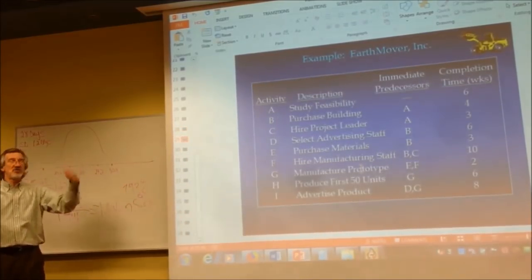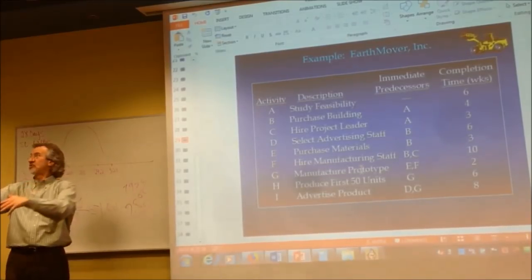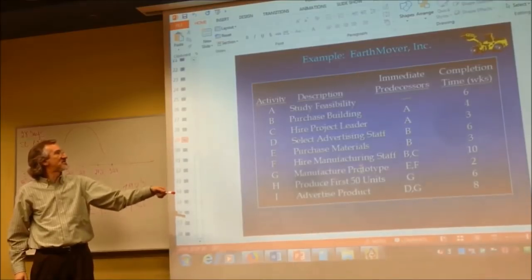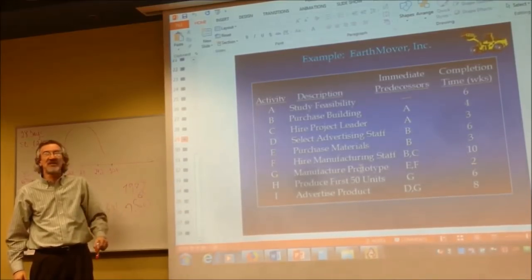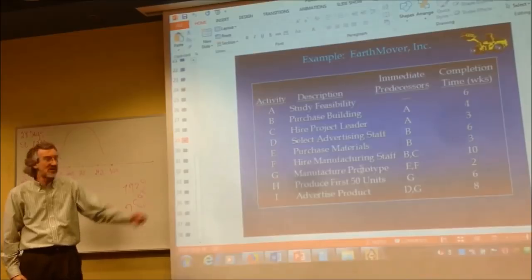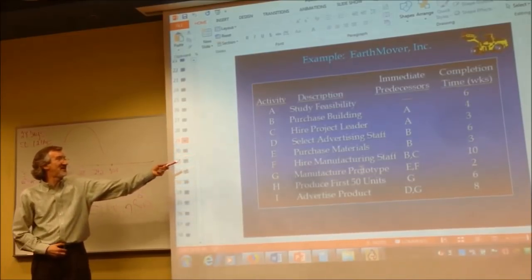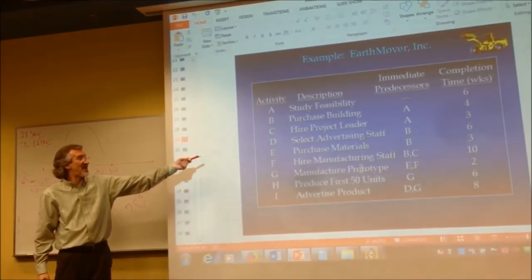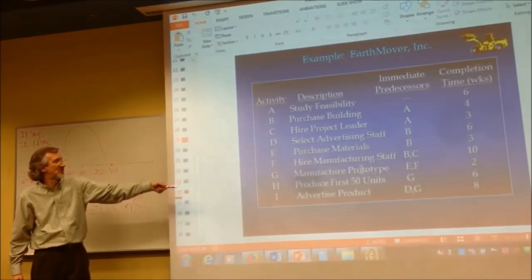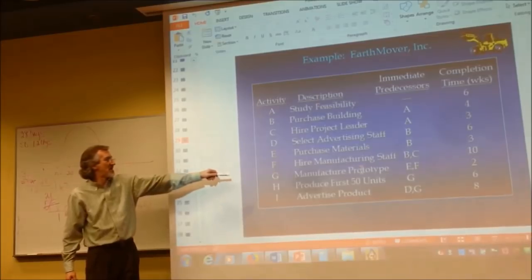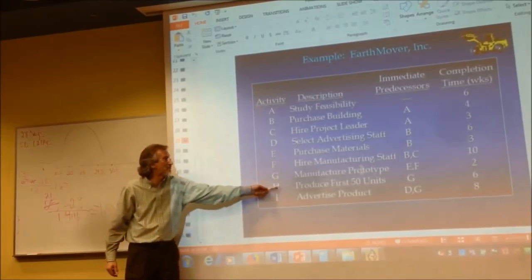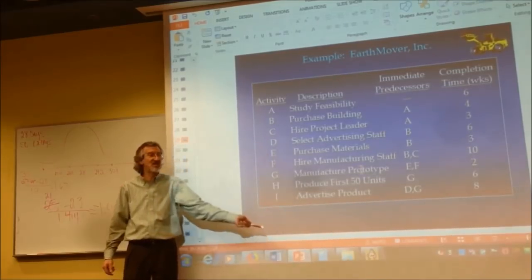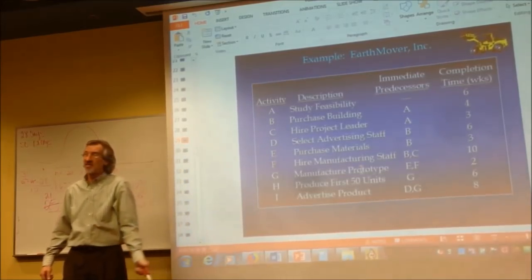You go ahead and start having your meetings with the team you chose to help you with this project. Everybody's saying, here's what we need to do. We need to do our feasibility study, purchase the building. We don't have any space to do these new loaders. We got to hire a project leader, because we all got to do our regular jobs. We're just playing this all out. Select advertising staff, purchase materials, hire a management staff, manufacture a prototype, produce first 50 units, advertise the product, and get it sold. These are the activities the group came up with that you're leading.